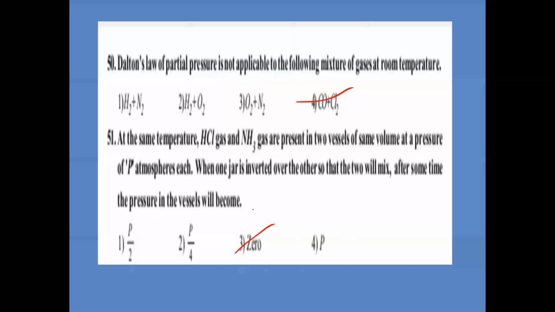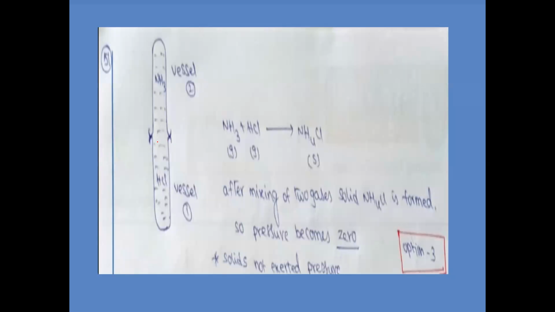Now here, a vessel of ammonia is taken here, and a vessel of HCl. One vessel is inverted over the other like this. Now after that, what happens? First, initially, ammonia is a gas, generally we know. NH3 is a gas. The upward arrow indicates gas. And HCl also is a gas.